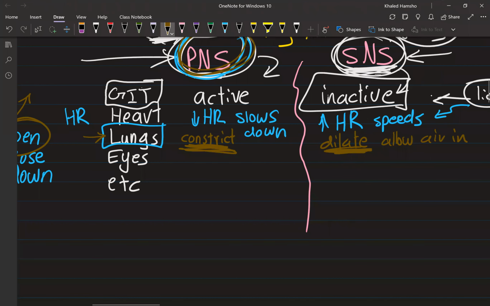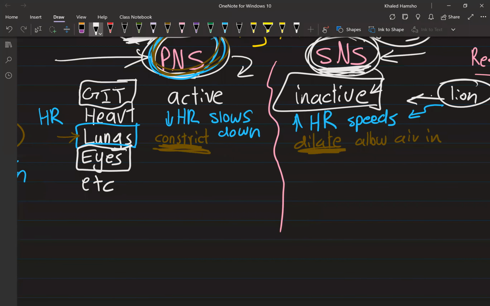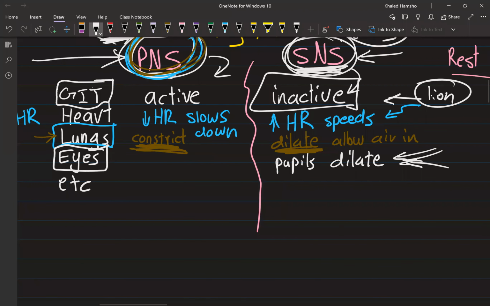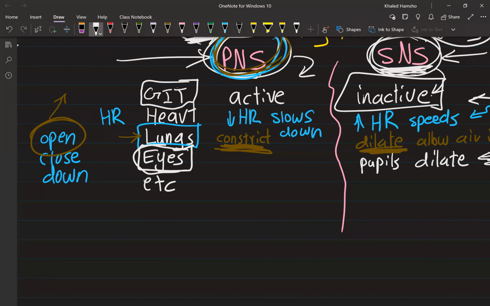As far as eyes are concerned, let's think about it. Again, when you're running away from, say, a lion, you want your eyes to be extremely active. The reason is you need to see the entire field. You need to see a lot of things happening and keep track of a lot of things. So your eyes will open up, your pupils dilate to allow more light in. When light enters the eye, it means it can see more and navigate better. In the case of the parasympathetic nervous system, when you're relaxed, it just does the opposite. It constricts. And we can go on and so forth.